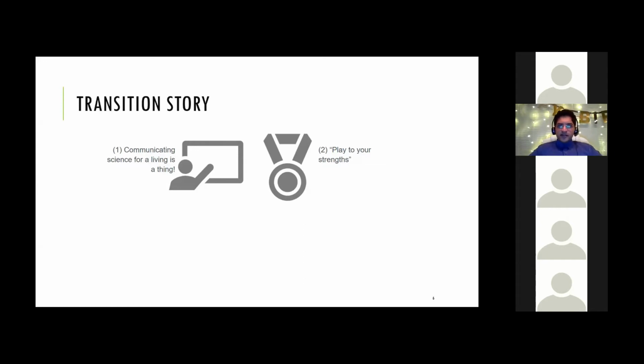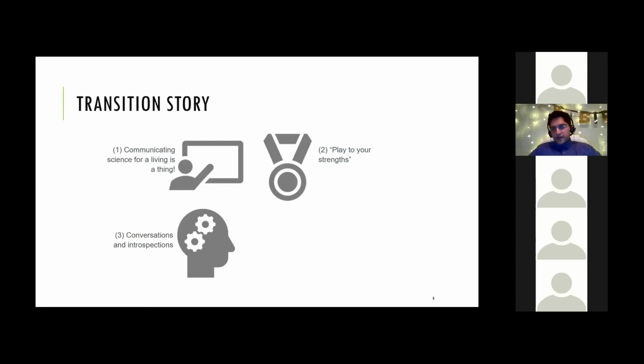But I kept reflecting upon this statement where my coach used to say, play to your strengths. Let someone else worry about your weaknesses. Your goal is really to play to your strengths. So I thought, let me play to my strengths and follow my passion for science communication.